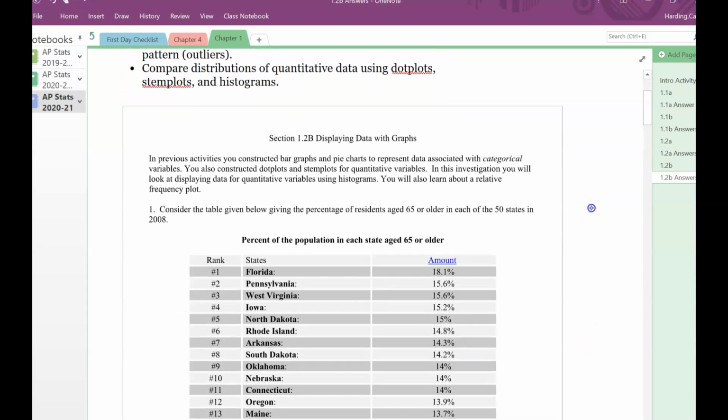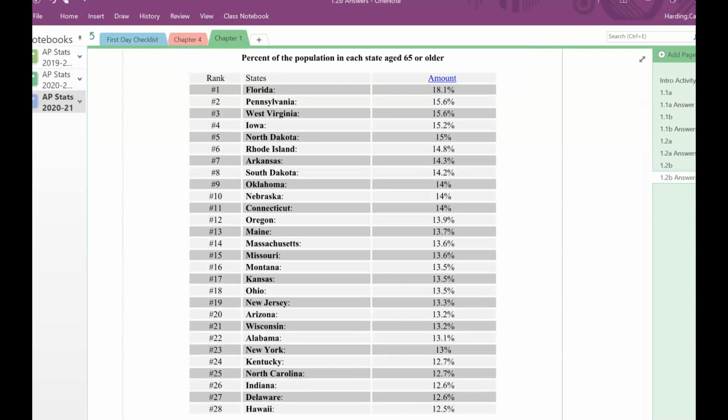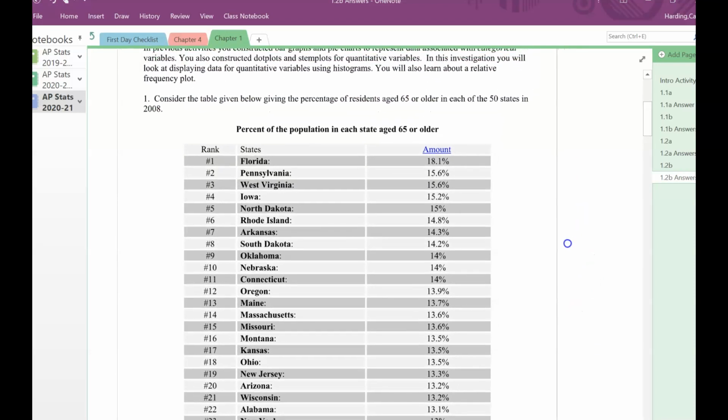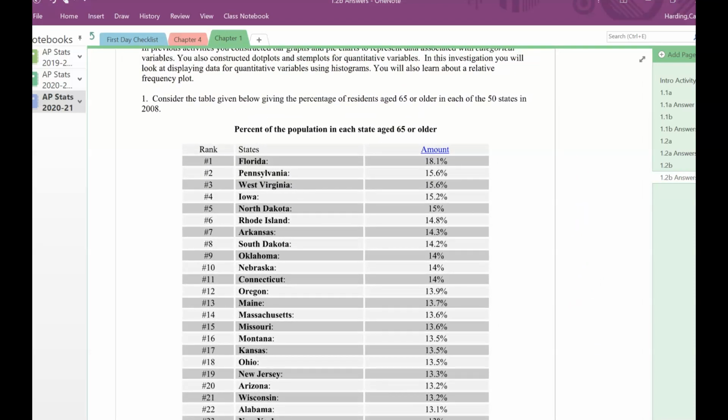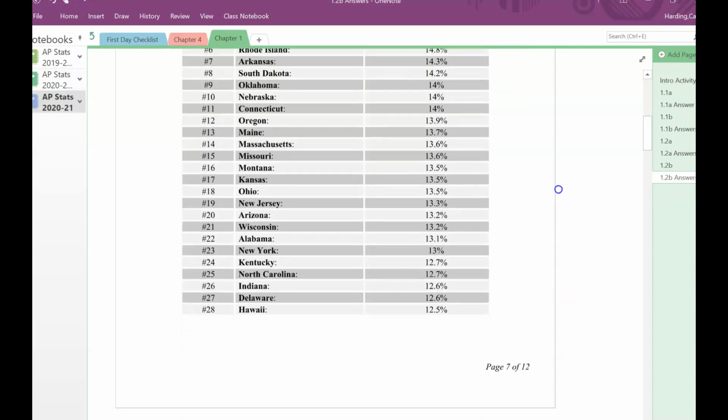The first 2 pages of the activity give you some data that was collected. It says consider the table given below giving the percentage of residents age 65 or older in each of the 50 states. So all the information is there.